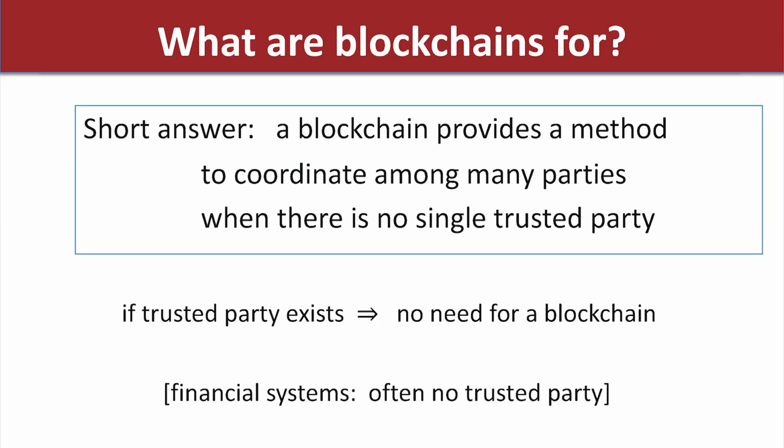If people tell you, we're going to use a blockchain for application X, the first question I want you to ask is, why can't we just have a central party do what it is you want to do? Usually the answer is we can't do it because there's no one we trust. But if there is someone we trust, then in fact there's no need for a blockchain. In the world of finance, often everybody's out for themselves, so there is no trusted party. That's why blockchains are a very good match for finance, although they're a good match for other things as well.